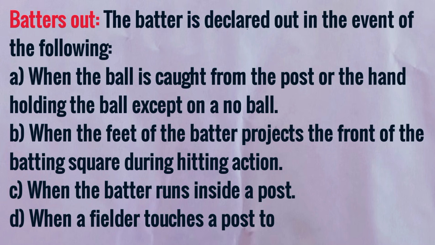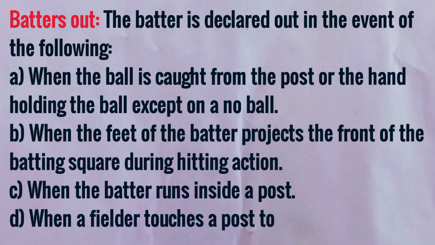First, when the ball is caught from the bat or the hand holding the ball, except on a no ball. So when the fielders catch the flying ball in the air, the batter will be out. Then, when the feet of the batter project beyond the front line of the batting square during the hitting action. Then another way we can put the batter out, when the batter runs inside a post, they are supposed to run outside the post.